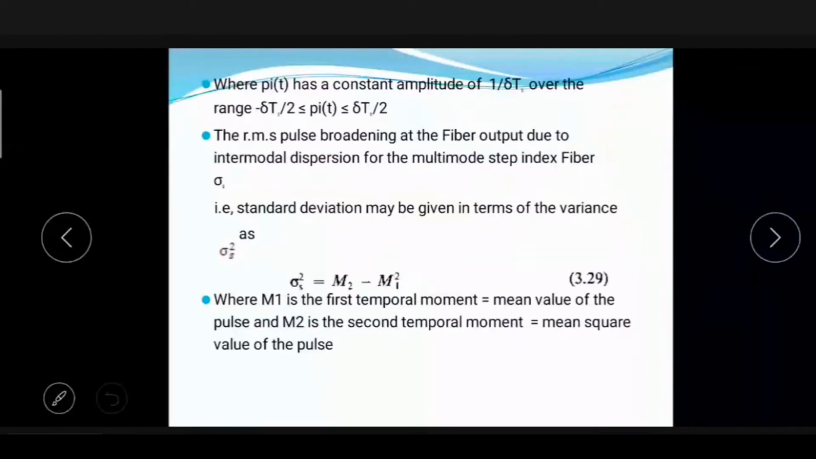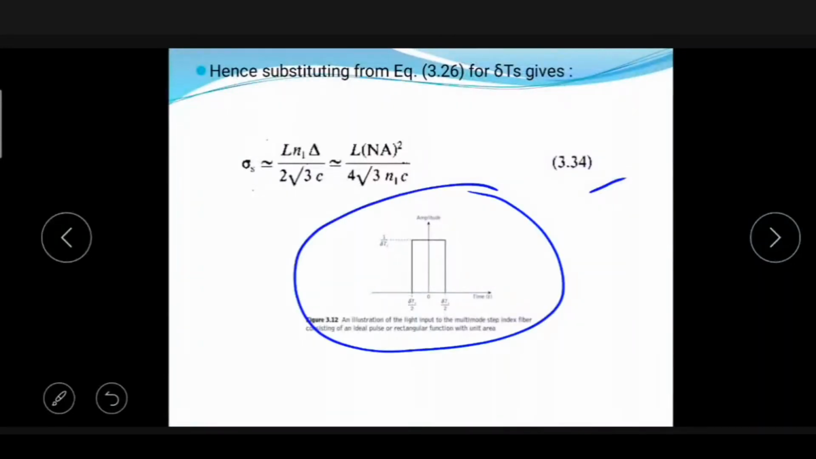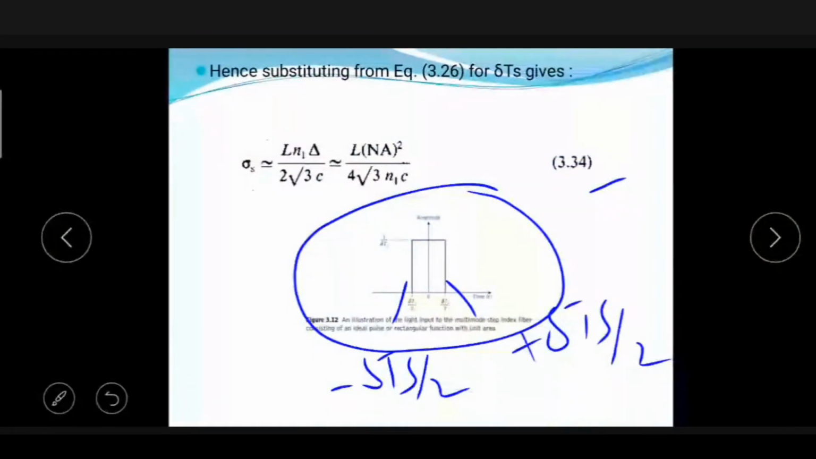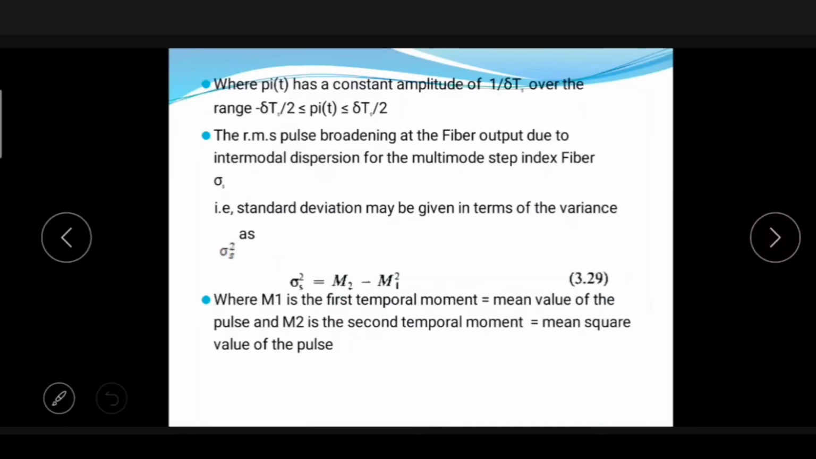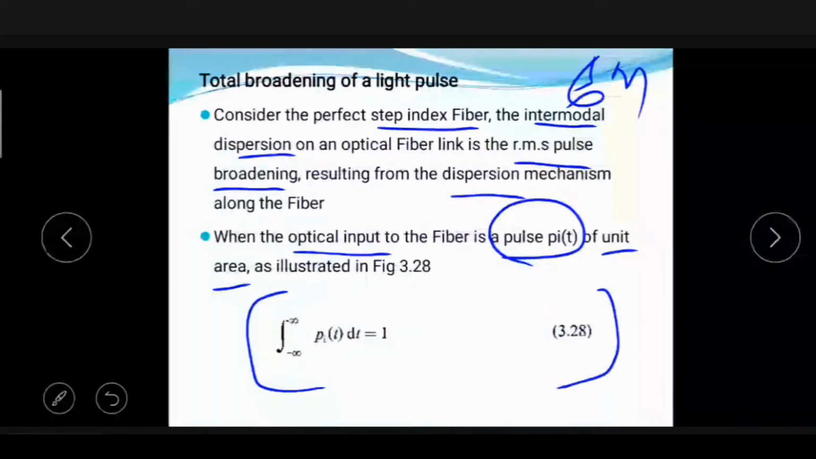This is the unit pulse we consider, with the interval minus delta Ts by 2 to plus delta Ts by 2. This is the unit pulse, that is, the integral of Pi of t dt from minus infinity to plus infinity equals unit area.